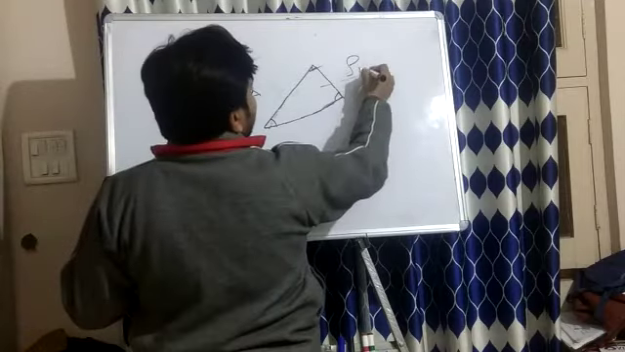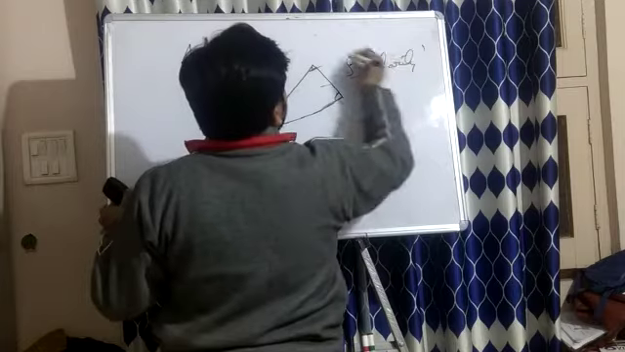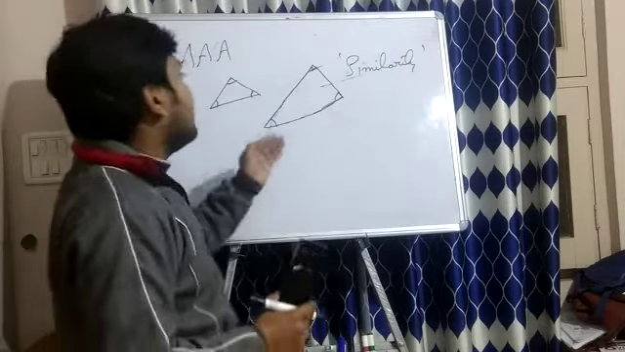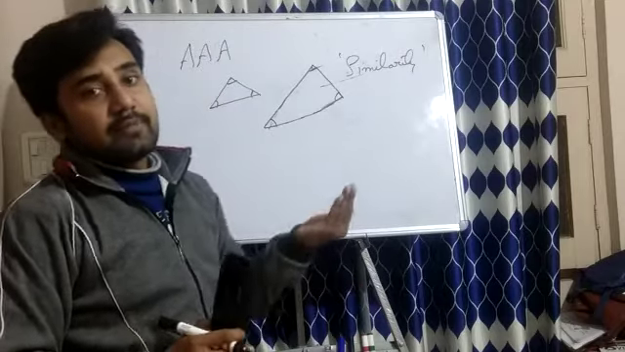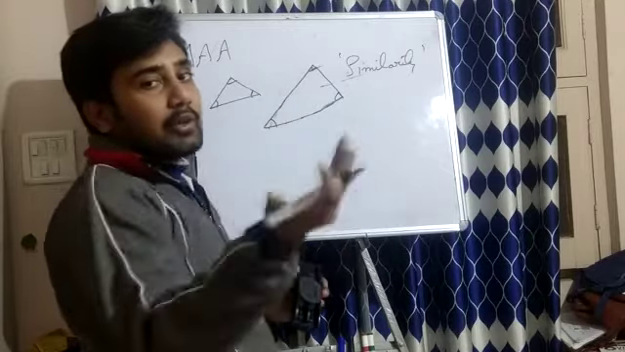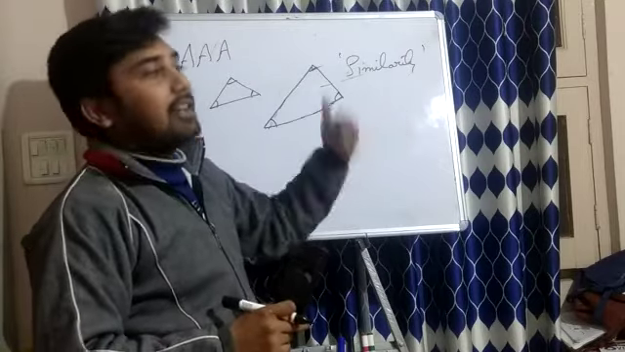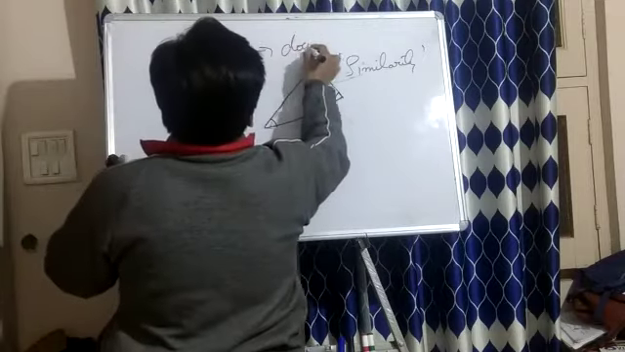Actually, we have not talked about this similarity. Now, in mathematics, similarity means two figures or two shapes are similar when their shape is identical but not their size. So all congruent triangles will be similar, but all similar triangles will not be congruent. So AAA does not work.